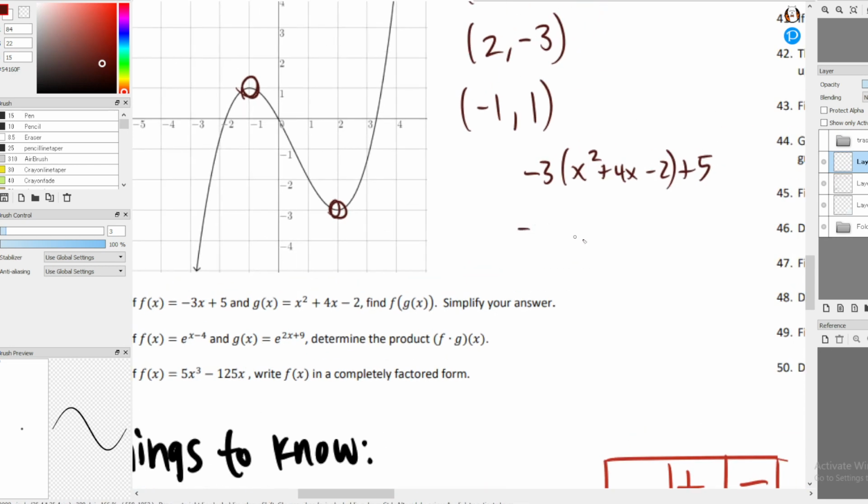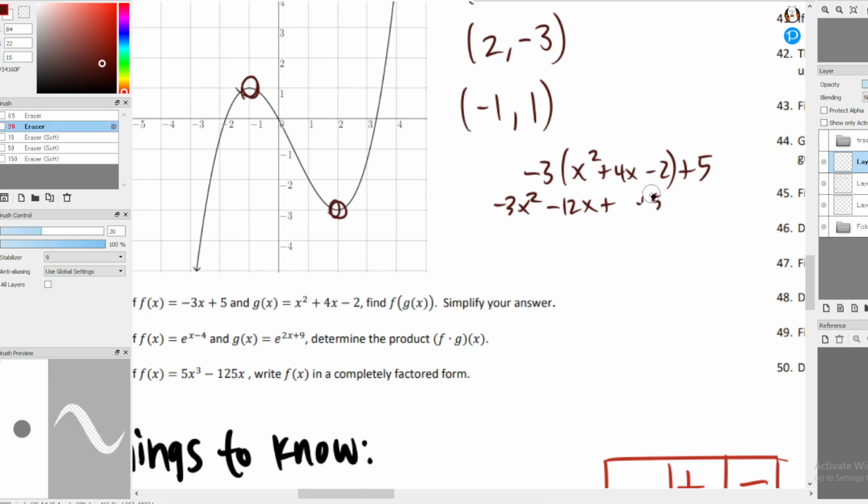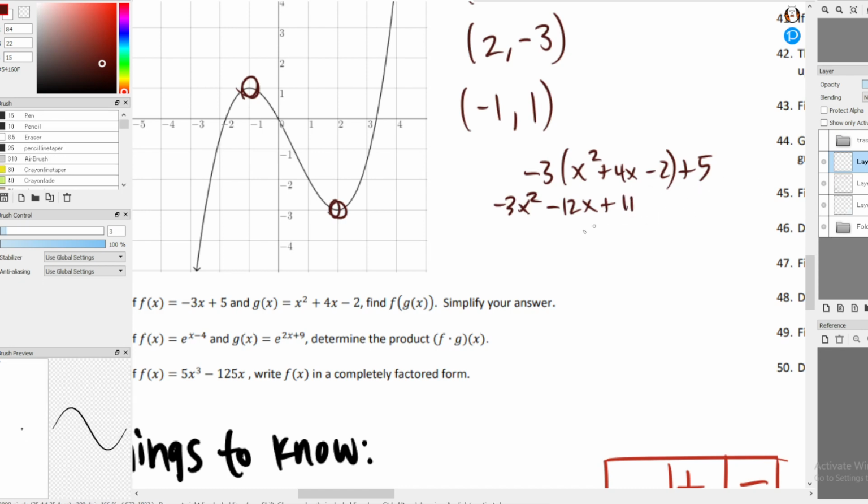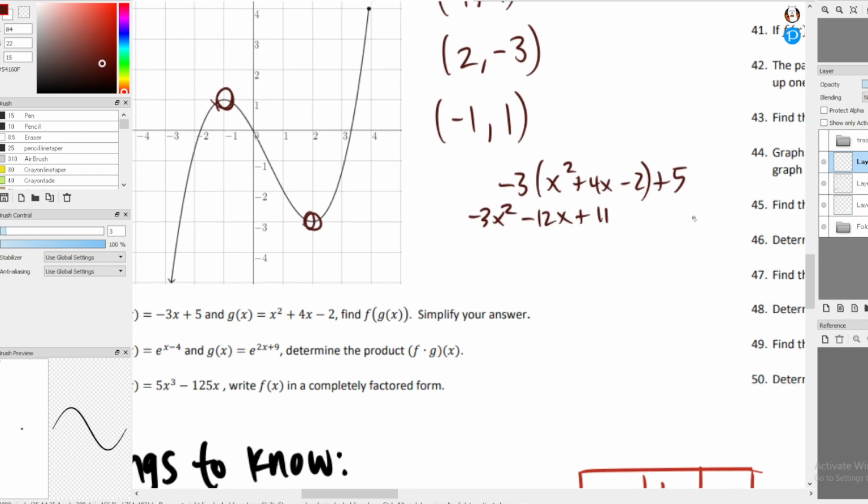We'll distribute. Well, I'm actually going to factor the inside first because I think that makes life a little bit easier, if it is factorable. I actually don't think it's factorable, so scratch that. So it'd be negative 3x squared minus 12x plus 6 plus 5. So 6 plus 5 is 11. I'm going to do the AC method. Negative 3 times 11 is negative 33.